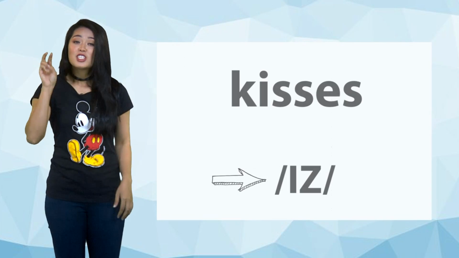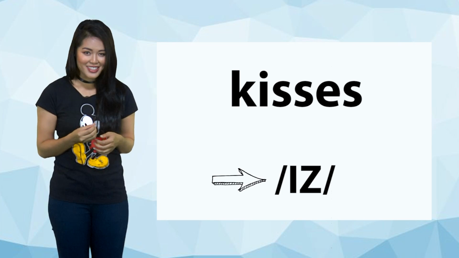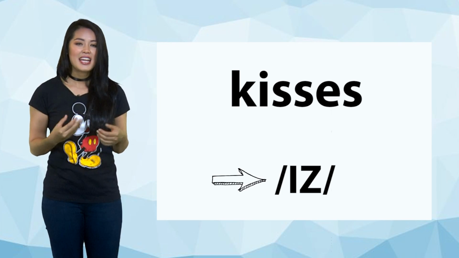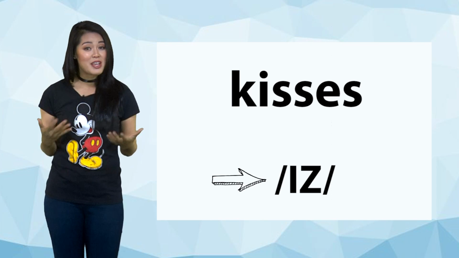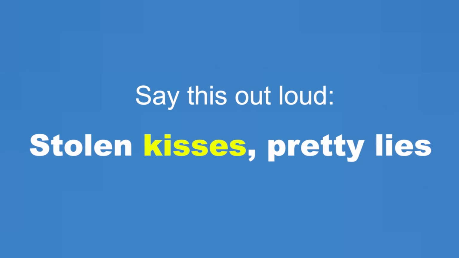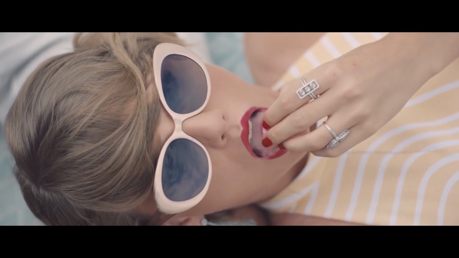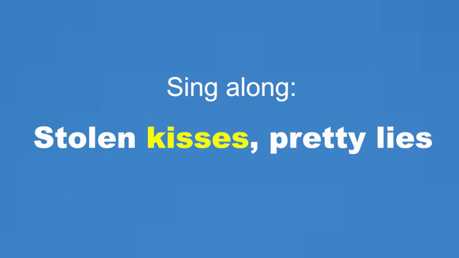For example, the word kisses has 2 syllables because kiss ends with the sibilant S. Therefore, we add an extra iz sound, an extra syllable, and it becomes kisses. Stolen kisses, pretty lies. Stolen kisses, pretty lies.